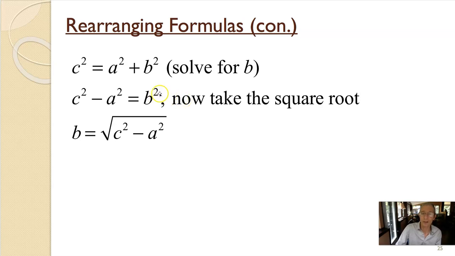So squared and square root cancel each other out, so we're left with B, and because we took the square root of this side here, we have to take the square root of the other side to maintain the equality, and that whole left side, C squared minus A squared, goes under the radical sign, or the square root sign. So B equals the square root of C squared minus A squared.